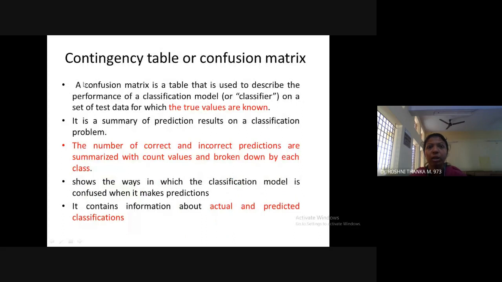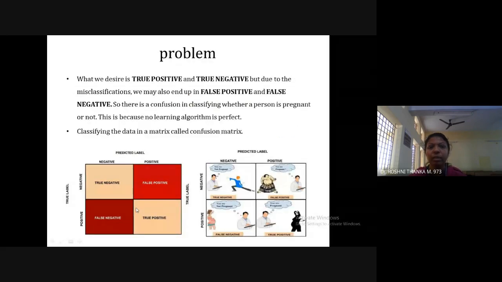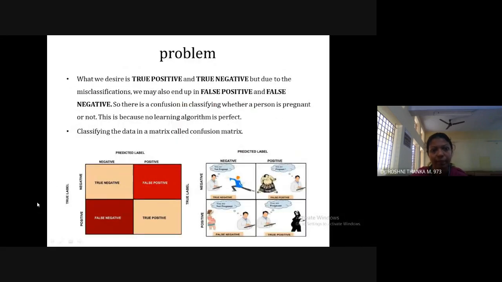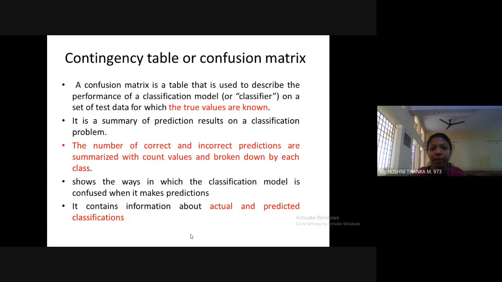So this is our confusion matrix, and these are the values present in it. The confusion matrix is also called a contingency table, and it describes the performance of a classification model, which we call a classifier. When new test data is given and we want to measure it, the number of correct and incorrect predictions is summarized with count values. Correctly and incorrectly predicted values are counted and represented. It contains both the actual value as well as the predicted value. Here the rows are represented by actual values and the columns by predicted values.